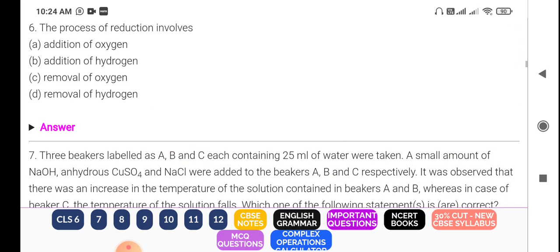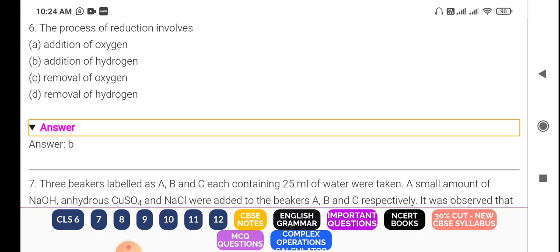Question number 6. The process of reduction involves addition of oxygen, addition of hydrogen, removal of oxygen, removal of hydrogen. Here the answer is addition of hydrogen and removal of oxygen. So B is the correct answer, addition of hydrogen.